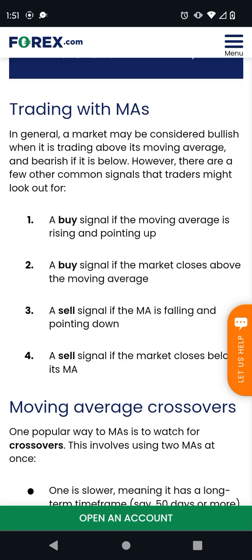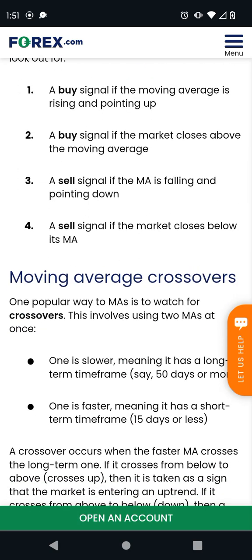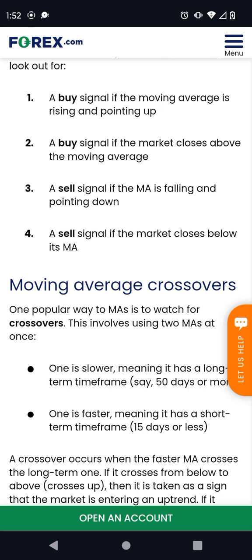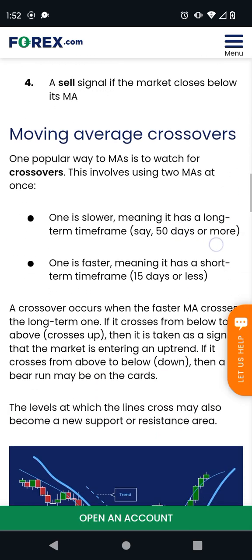However, there are a few other common signals that traders might look out for. Number 1, a buy signal if the moving average is rising and pointing up. Number 2, a buy signal if the market closes above the moving average. Number 3, a sell signal if the moving average is falling and pointing down. And number 4, a sell signal if the market closes below its MA.